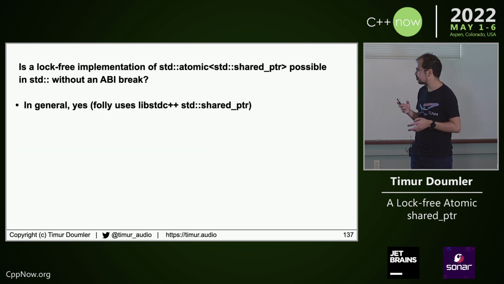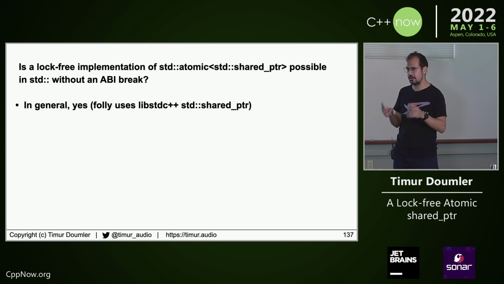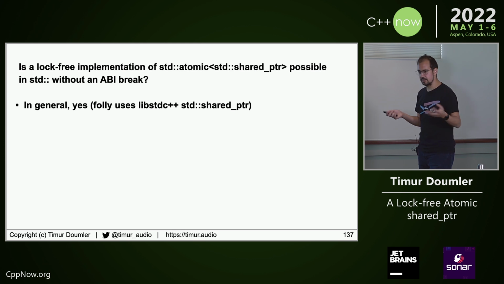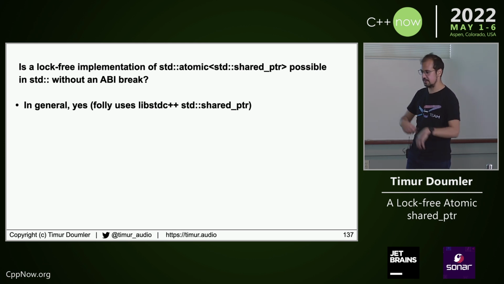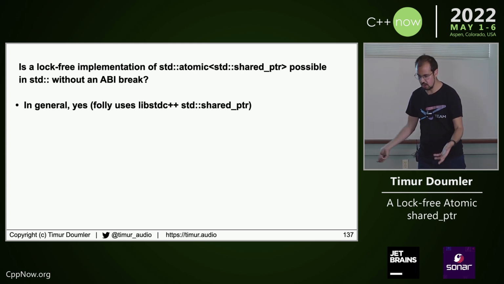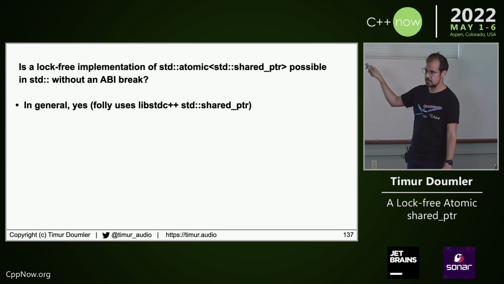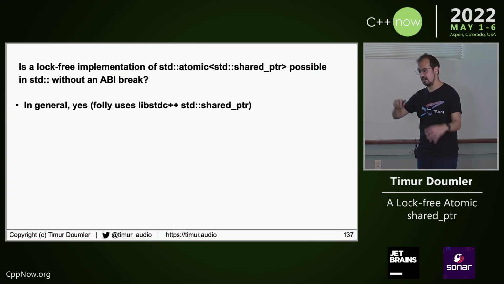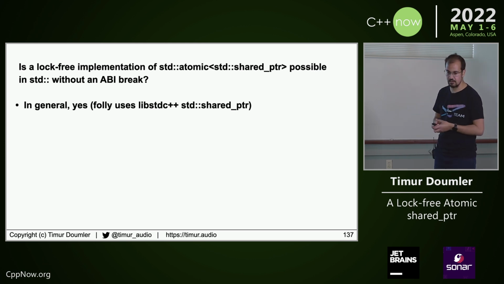They literally use std shared pointer. So in general, yes, you can implement this without an ABI break on std shared pointer. You still have to worry about atomic, as we discussed before, because there are all these trade-offs. Either you need to implement support for double compare and swap or not. But anyway, you can implement this without breaking ABI on shared pointer. So maybe for Clang it's not too late. I don't know if they're working on an implementation or not.